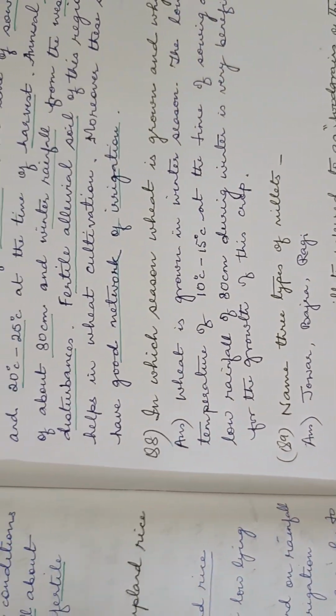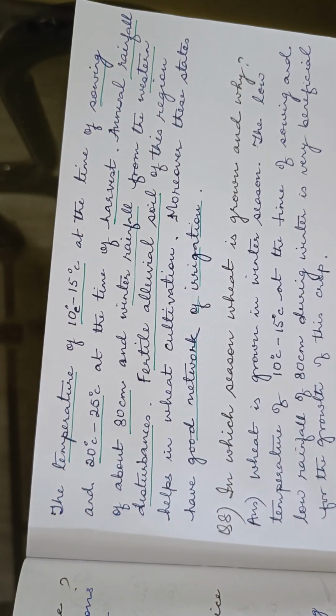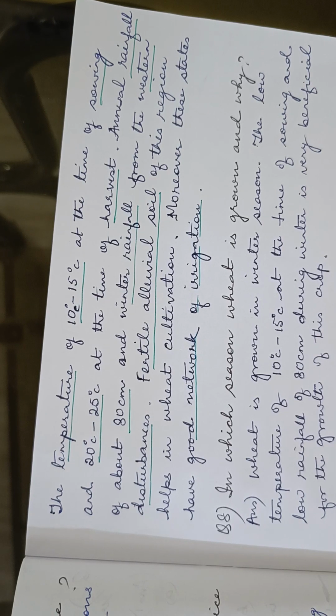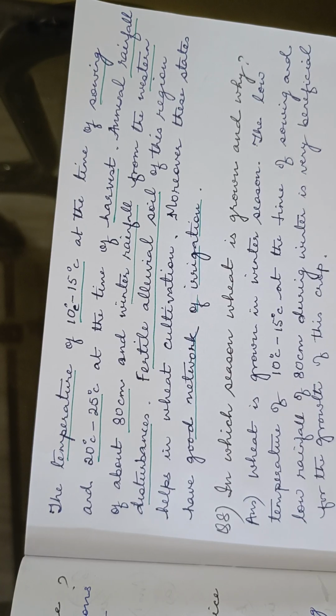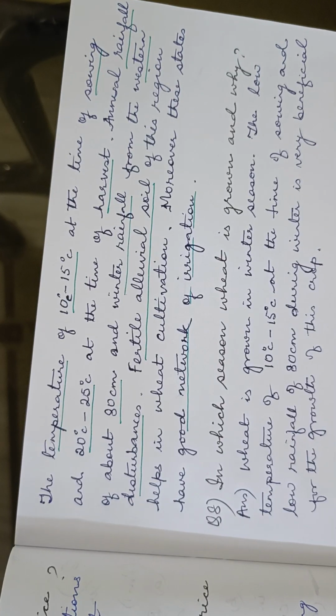And what are the favorable conditions? The temperature of 10 to 15 degrees Celsius at the time of sowing and 20 to 25 degrees Celsius at the time of harvest. Annual rainfall of about 80 centimeter and winter rainfall from the western disturbances is very beneficial. And fertile alluvial soil of this region helps in wheat cultivation. Moreover, all these states have got good network of irrigation.